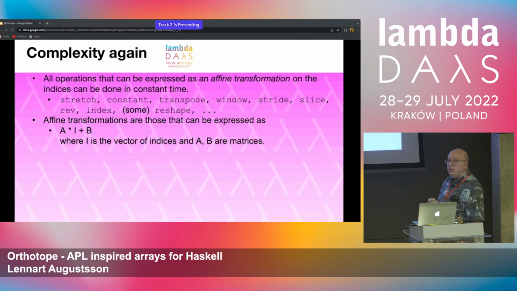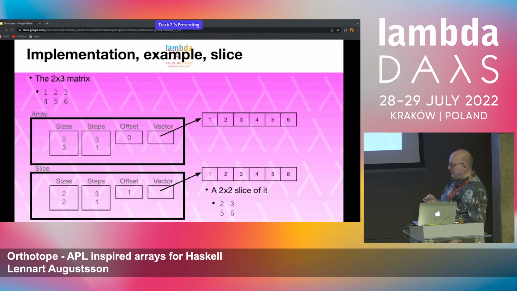So all operations that can be expressed as an affine transformation on indices can be done in constant time. An affine transformation is basically A times I plus B, where I is the indices you have, so it's a vector because it's multidimensional. A tells you how to transform it, and B is some kind of offset. This works out because this is matrix multiplication, and matrix multiplication is associative, so you can rearrange these. So you can always get down to this normal form.